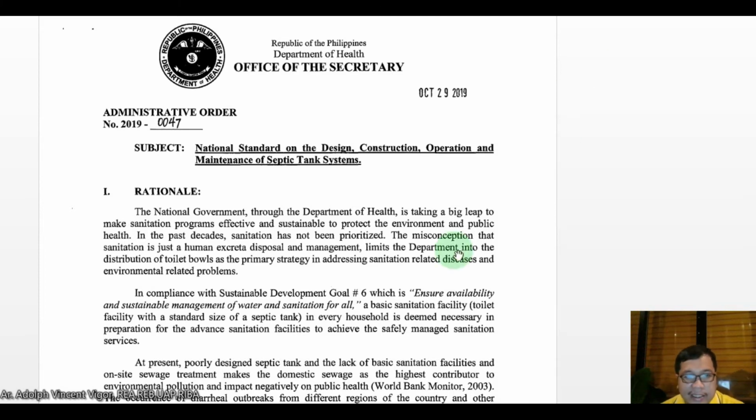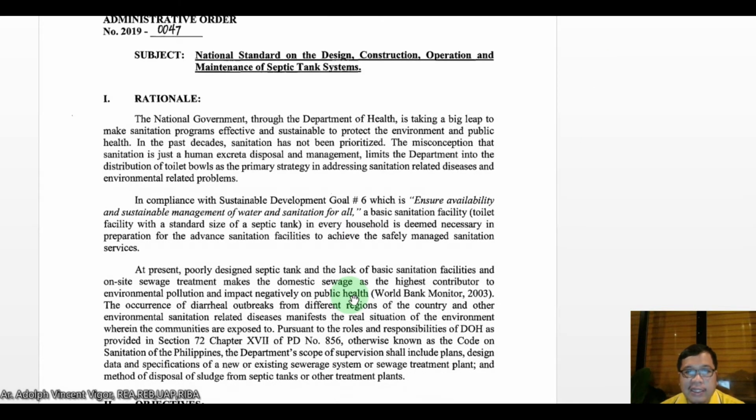So at present, poorly designed septic tanks and the lack of basic sanitation facilities and on-site sewage treatment make domestic sewage the highest contributor to environmental pollution and impact negatively on public health. So, the occurrence of diarrheal outbreaks from different regions of the country and other environmental sanitation-related diseases manifest the real situation of the environment wherein the communities are exposed to.